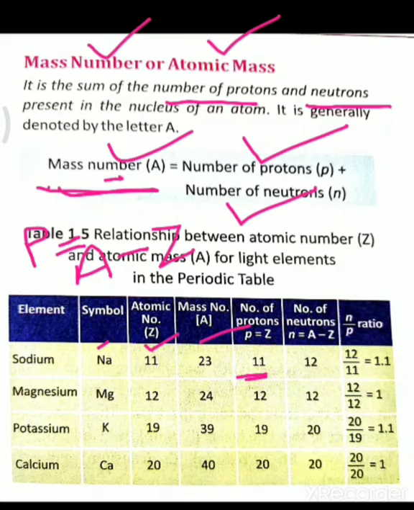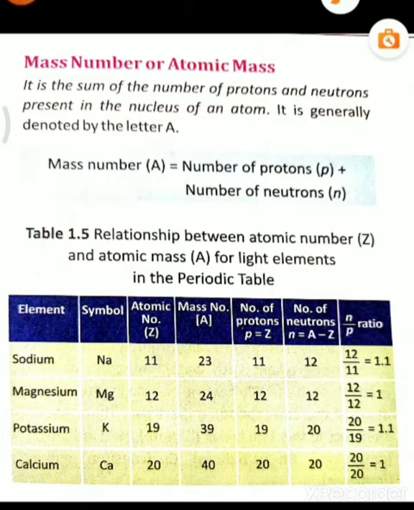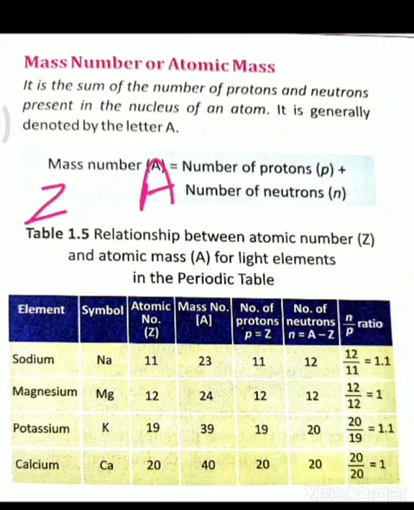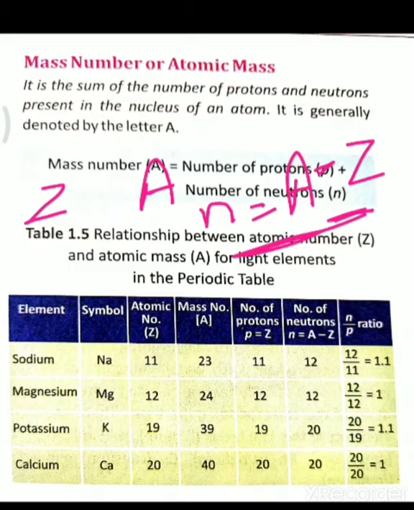You know that atomic number is denoted by Z and mass number is denoted by A. So how will you calculate the number of neutrons? Number of neutrons equals mass number minus number of protons. This way you can calculate the number of neutrons. Here the number of protons is 11 and the number of neutrons is 12. The other examples are also given here in the same way.